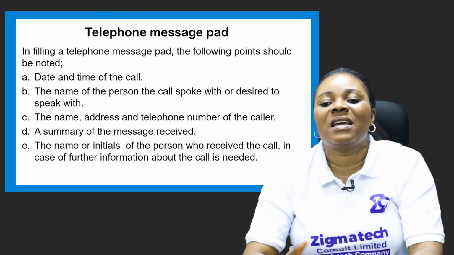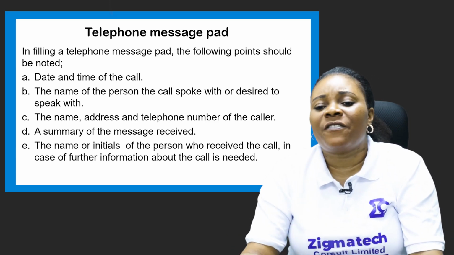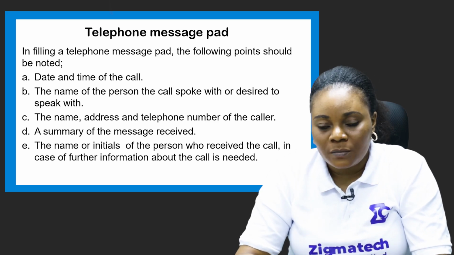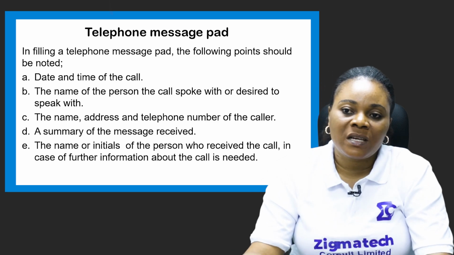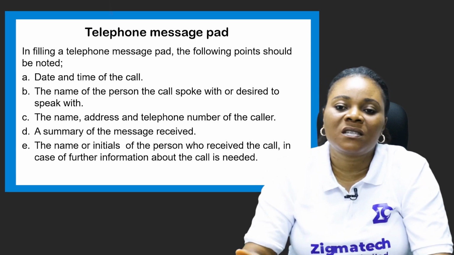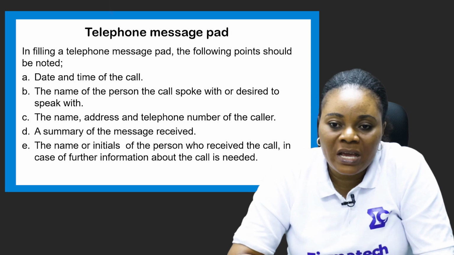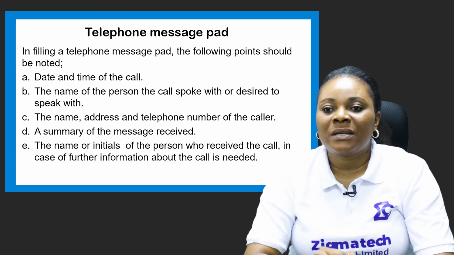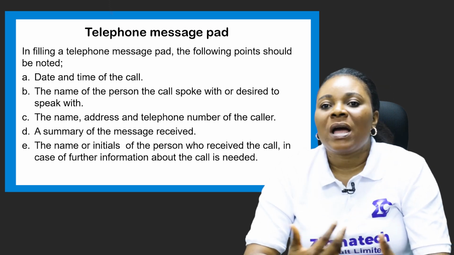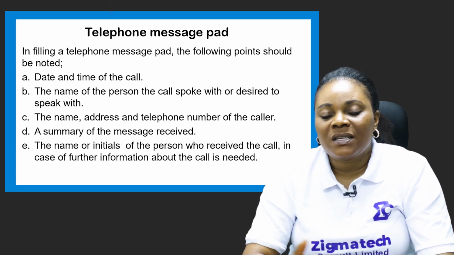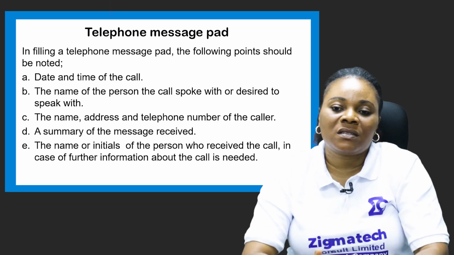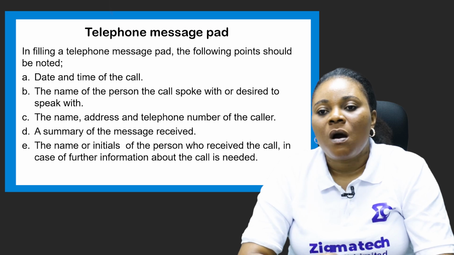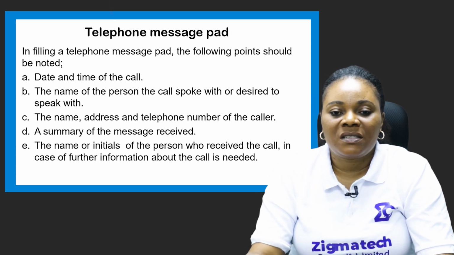In case further information about the call is needed by the owner of the call, before you hand over the telephone message pad or pass it to the owner of the call, put your name or your initial, put your signature on it, so that in case the person wants to come back to you to ask further questions, the person can know who to direct the questions to. So these are the details found on the telephone message pad.